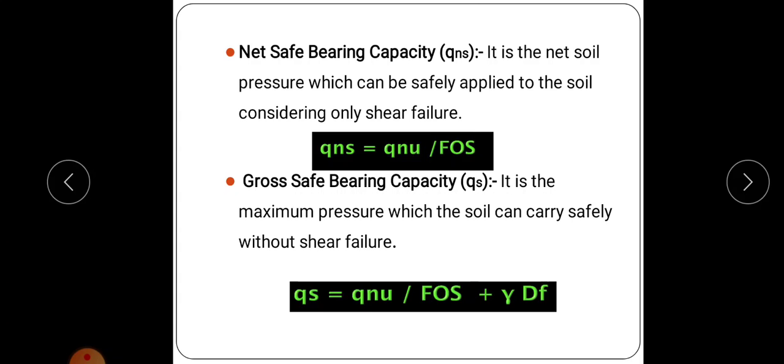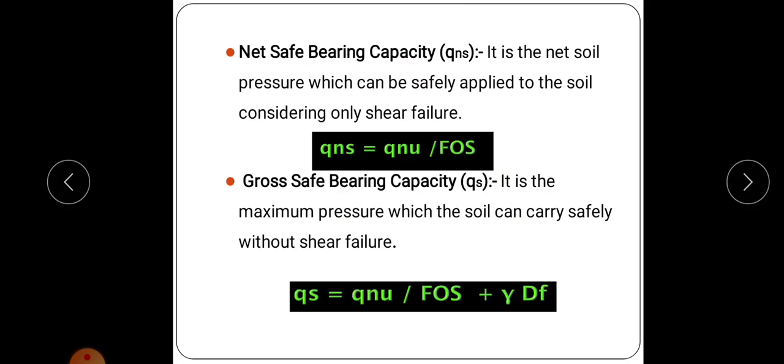Next is gross safe bearing capacity. Gross means the total. It is the maximum pressure which the soil can carry safely without shear failure. QS means QNS plus the overburden pressure, because when taking the gross safe bearing capacity, we have to consider the overburden pressure also. So we add the overburden pressure to the net safe bearing capacity to get the gross safe bearing capacity.